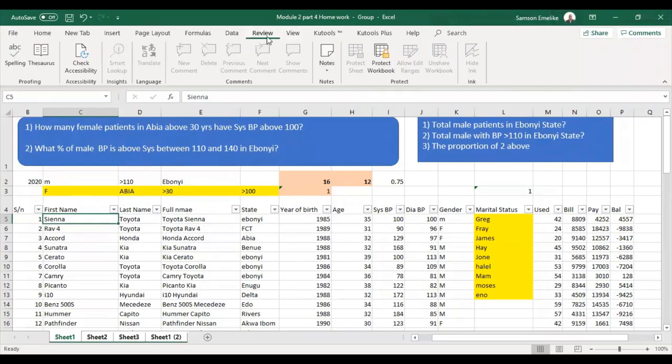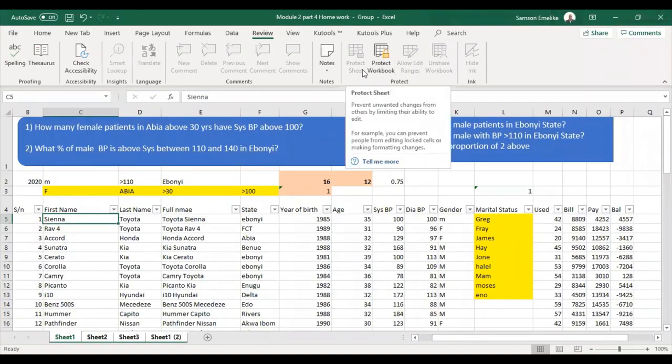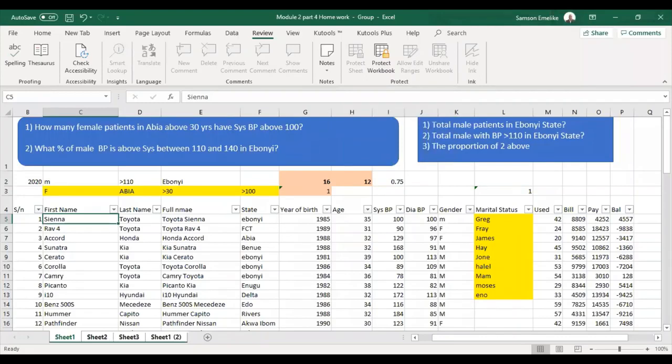click your Review, you see the Protect is hidden, because Microsoft did not make Excel able to protect multiple sheets at the same time. And if you want to do it, you need to get a software.